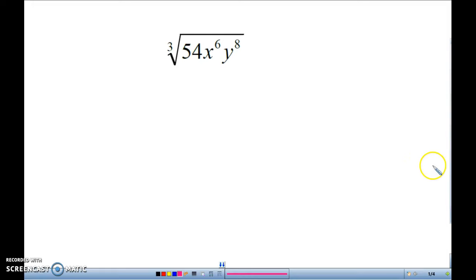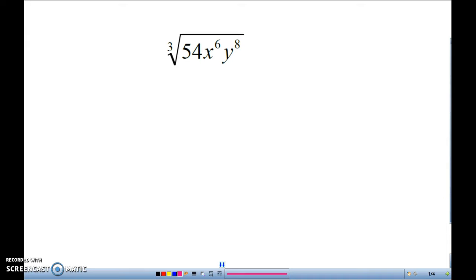Let's simplify a radical expression where the index is a number other than 2. How about let's do a cube root. Our index here is 3. So let's take the cube root of 54 x to the 6th y to the 8th. Let's see what happens with this.